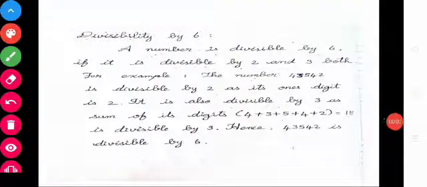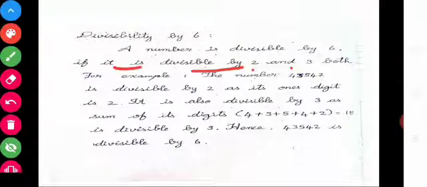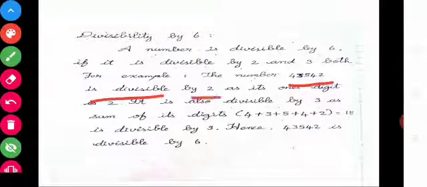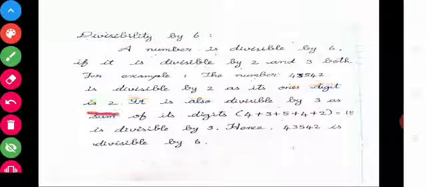Divisibility by 6. A number is divisible by 6 if it is divisible by 2 and 3 both. For example, the number 43,542 is divisible by 2 as its one digit is 2. It is also divisible by 3. What is the sum of its digits? 4 plus 3 plus 5 plus 4 plus 2. It is equal to 18. 18 is divisible by 3. Hence, 43,542 is divisible by 6.